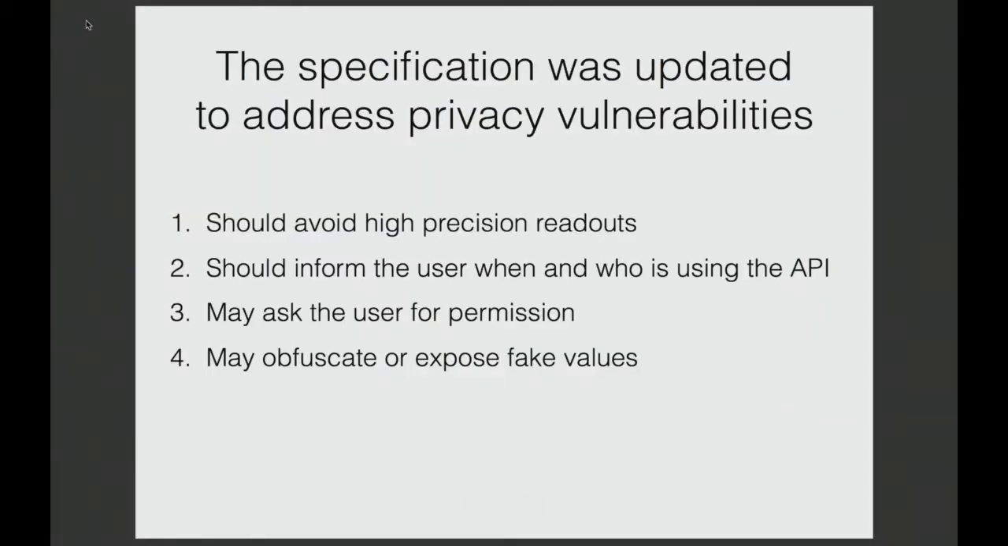And the spec was updated to address these vulnerabilities. Specifically, they said you should avoid these high-precision readouts that would prevent this long-term battery capacity recovery. And you should inform the user when and who's using the API. And this I actually haven't seen in any of the browsers. It's a recommendation, but I'm not seeing it implemented. And then maybe ask for permission, maybe obfuscate or expose fake values if you'd like to.